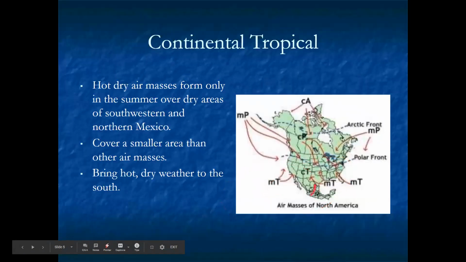So they come up, hot, dry air. So you think, where are our deserts? You think southwestern United States, Texas is very hot, New Mexico, Arizona. Those are mostly affected. Nevada, a lot of desert in Nevada. So these areas get these continental tropical air masses that come up and keep it real hot and dry.